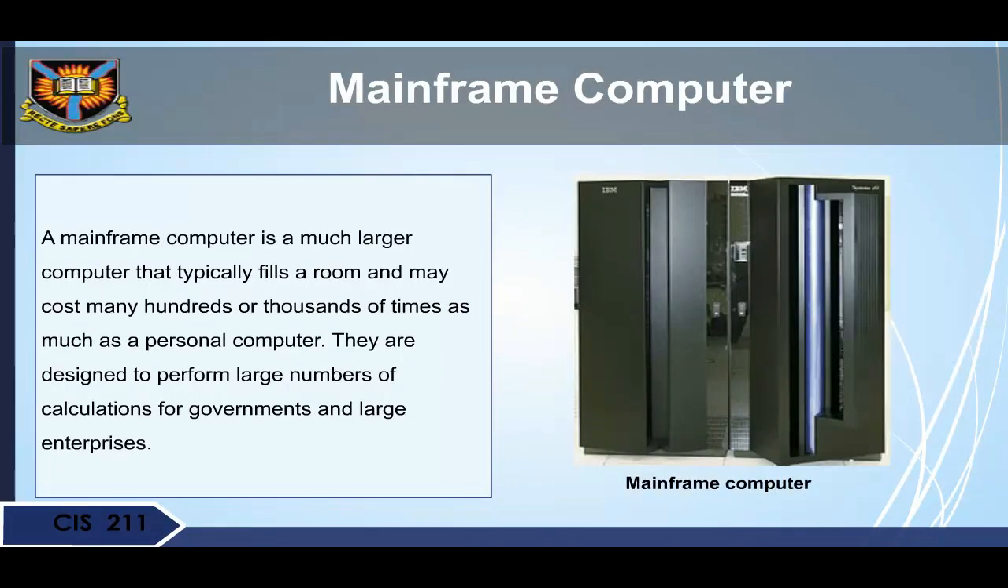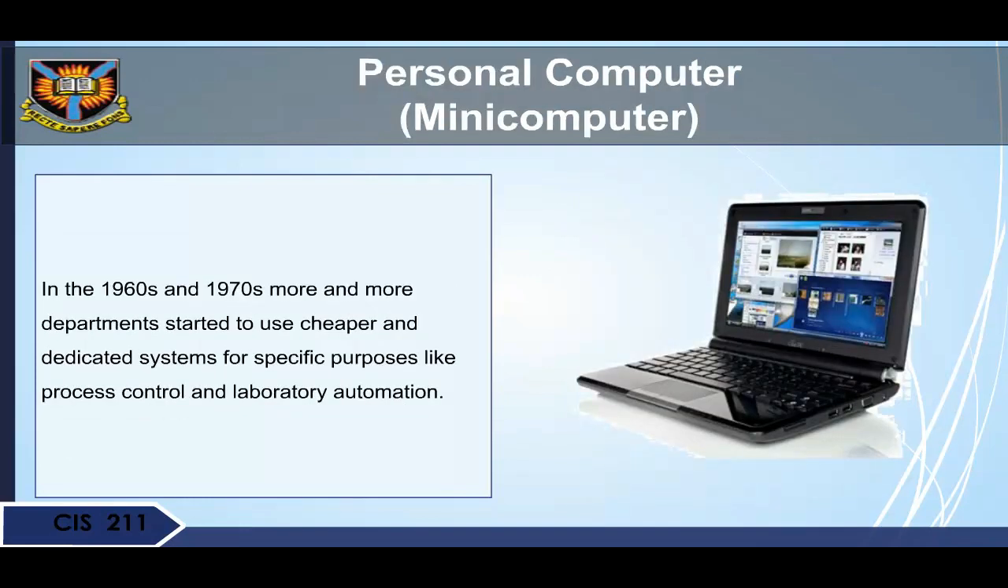Mainframe computer. A mainframe computer is a much larger computer that typically fills a room and may cost many hundreds of thousands of times as much as a personal computer. They are designed to perform large numbers of calculations for government and large enterprises. Minicomputer. In the 1960s and 1970s, more and more departments started to use cheaper and dedicated systems for specific purposes like process control and laboratory automation.